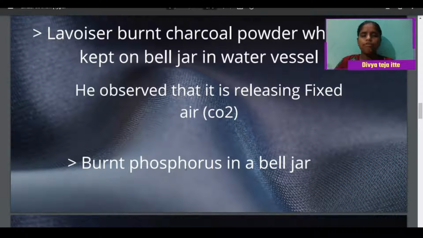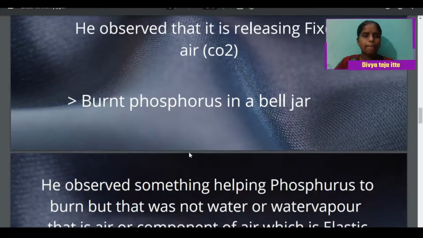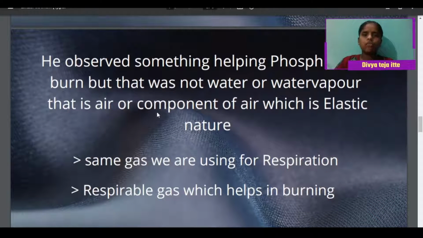Now let's see what happened after burning the phosphorus. He observed something helping the phosphorus to burn, but that was not water or water vapor. That is air, or a component of air, which is elastic in nature.